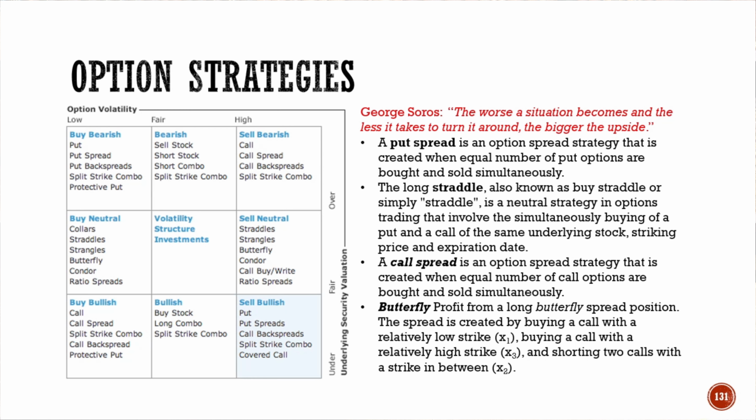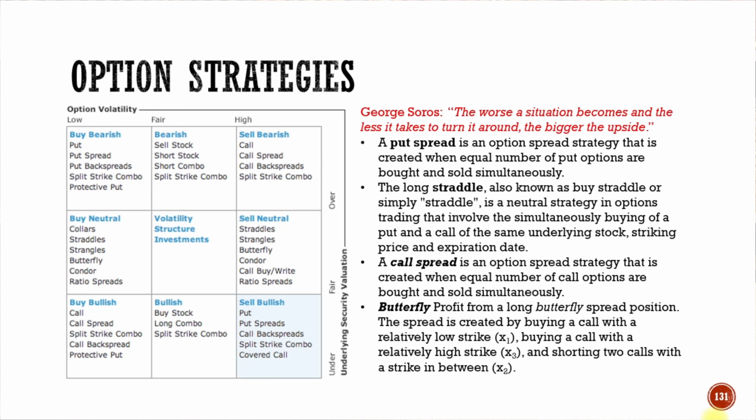Now, for example, a put spread is an option spread strategy that is created when an equal number of put options are bought and sold simultaneously. The long straddle, also known as a buy straddle or a simple straddle, is a neutral strategy in options trading that involves simultaneously buying a put and a call of the same underlying stock with the same strike price and expiration date. Okay, that means that they believe it's going to just hover around there.